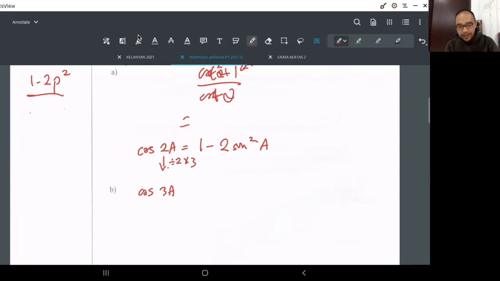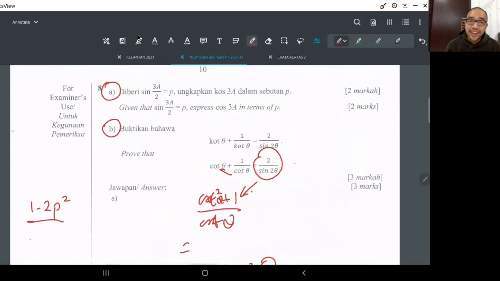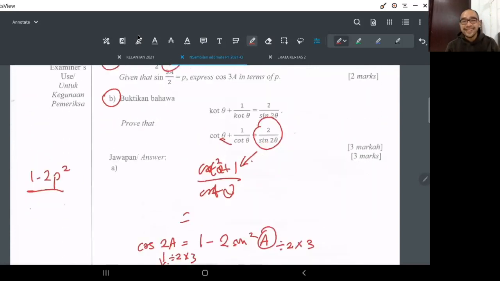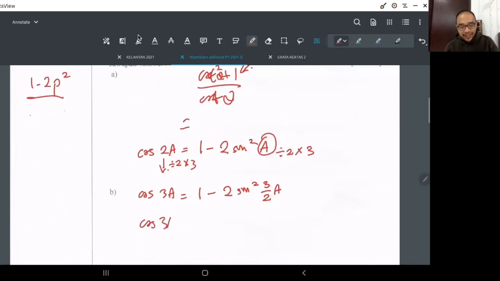It's true. Divide by 2 times 3. And because of that, this angle also has to follow the same rule. So the angle will be divided by 2 times 3, which will make it 1 minus 2 sine squared 3 over 2a, which is p. Therefore, cos 3a equals 1 minus 2 times p, the whole thing squared, which will be 1 minus 2p squared. So yeah, that's the answer.